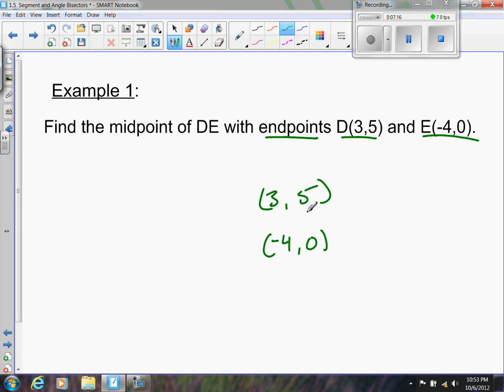So halfway between 5 and 0, that one's easy. You can use the midpoint formula. 5 plus 0 divided by 2 is 2.5. That's halfway between. Down 2.5, down another 2.5.